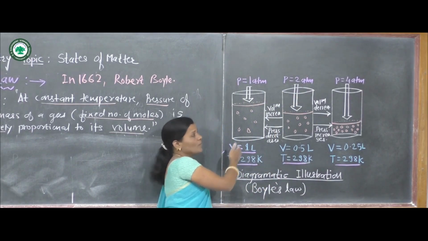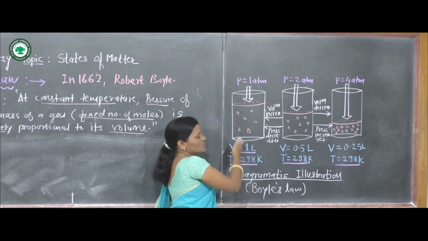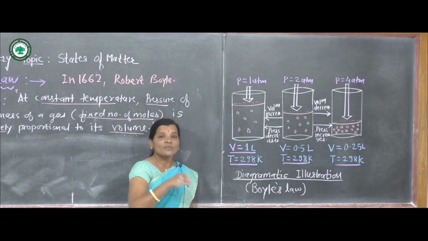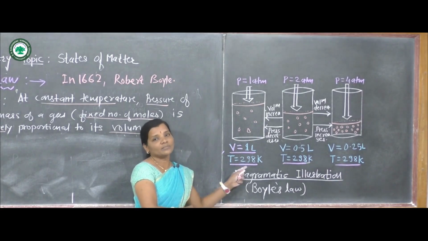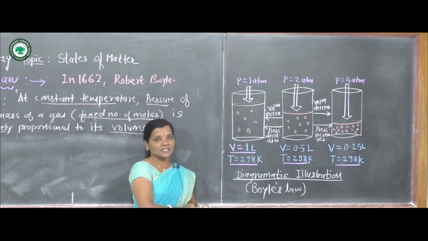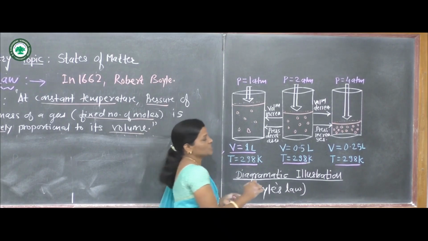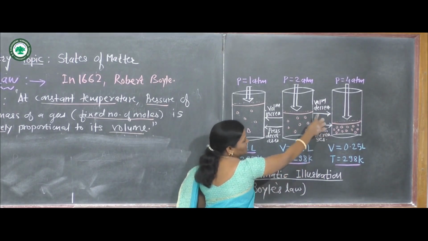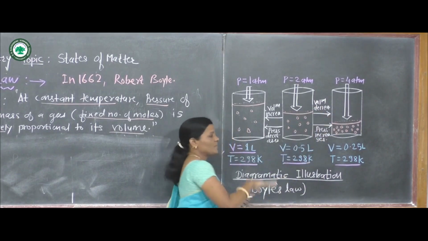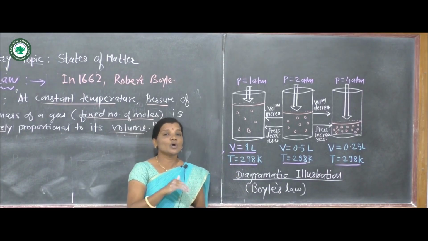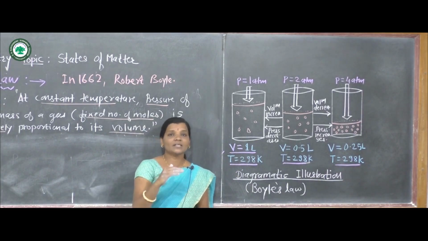Volume is doubled because here pressure is decreased, so volume is increased. But what amount of pressure is decreased? With respect to volume of that gaseous system increases. Simply we can say that with increase in pressure, volume of the gaseous system decreases, and with decrease in pressure, volume of the gaseous system increases.